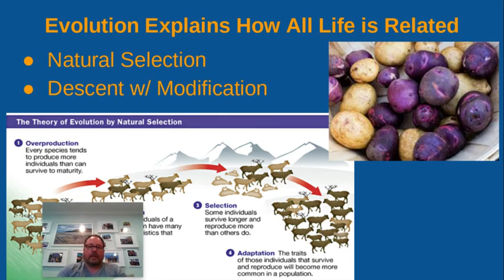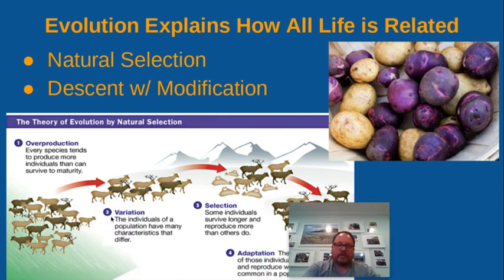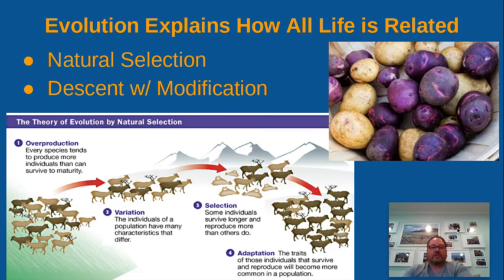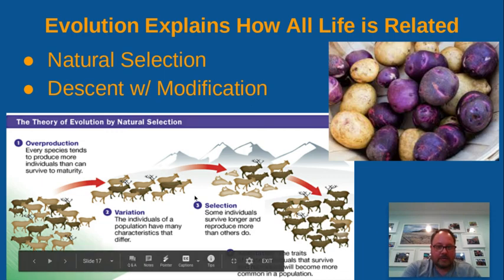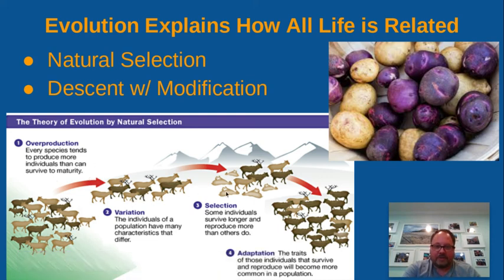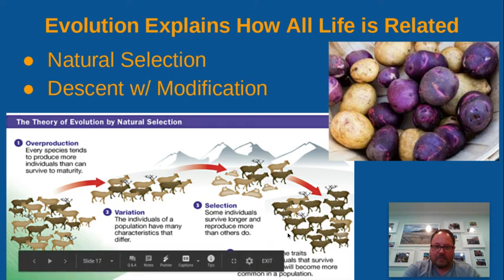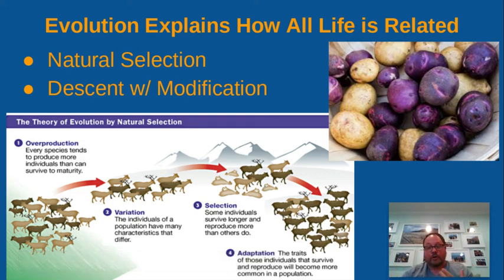Let's see. Again, looking at how life is related, there's this notion of natural selection and descent with modification. The idea with natural selection is that the environment influences who survives and who doesn't, and as a result, the population changes over time. So here we have this little herd moving along. More organisms around than can survive. There's going to be variation. Some are better suited than others, so over time, the herd adapts, the herd changes.